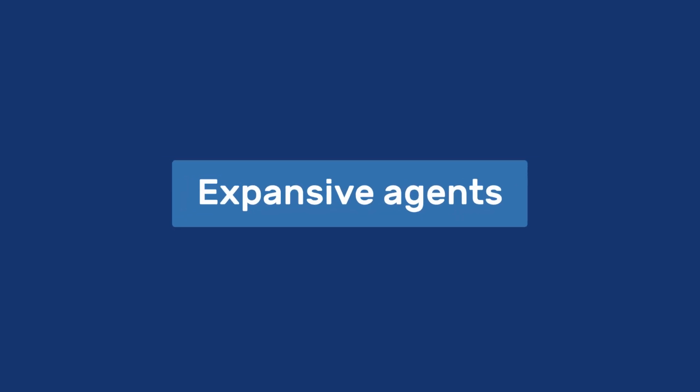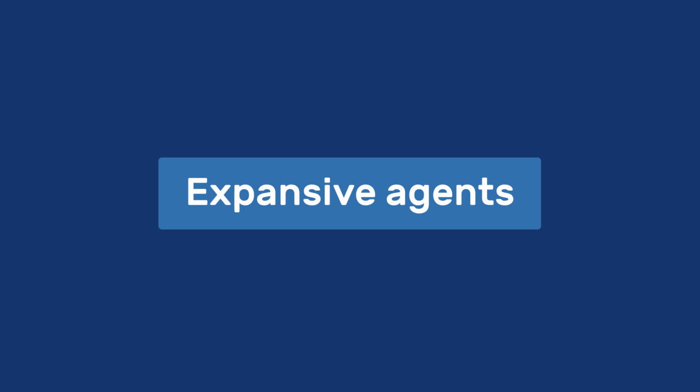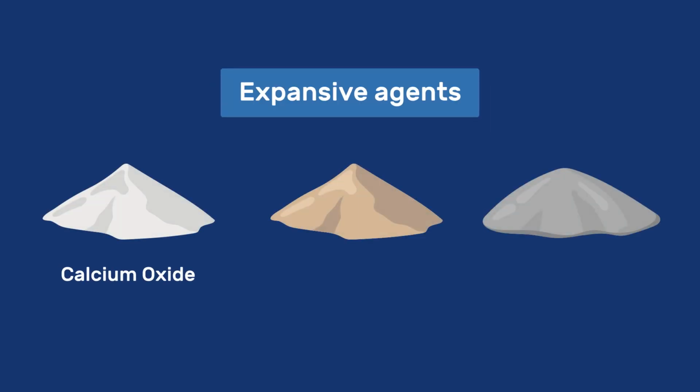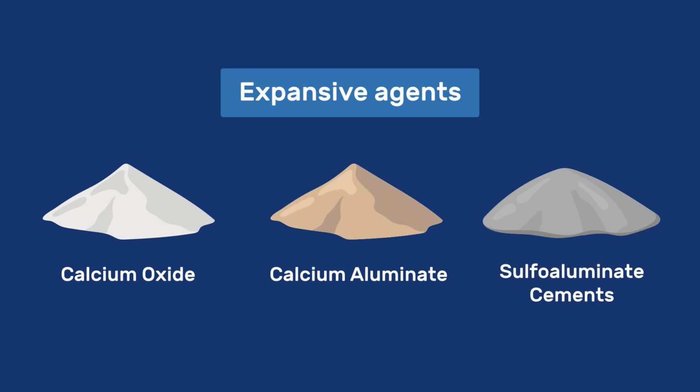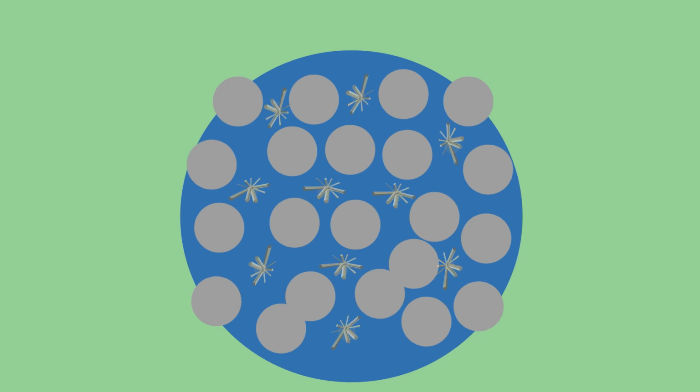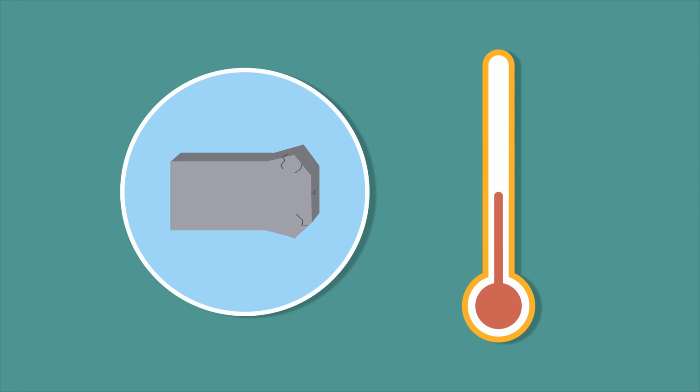Expansive agents are also found to be effective. These are compounds such as calcium oxide or calcium aluminate or sulfoaluminate cements that may be formulated so as to react after the material sets, leading to expansive forces, probably from crystallization pressure, that can at least partially offset the drying shrinkage strain. While often used, it should be noted that such solutions may enhance the risk of cracking if they do not react when intended, for example, owing to changes in temperature.